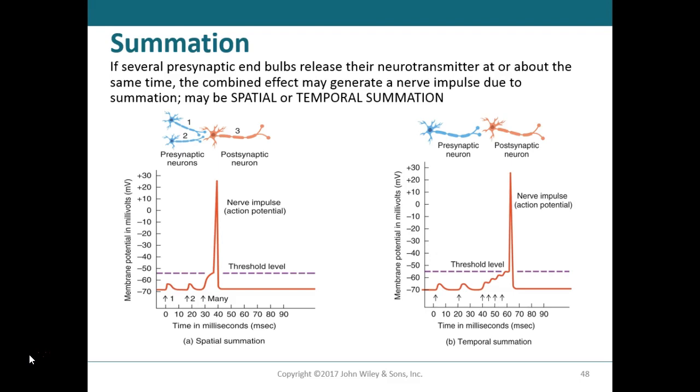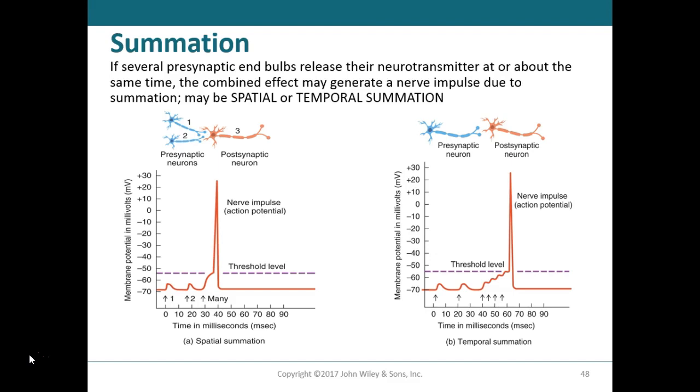So let's look at this image. There are two types of summation, spatial summation and temporal summation. In the first image, A, when presynaptic neuron 1 and presynaptic neuron 2 separately cause excitatory postsynaptic potentials in postsynaptic neuron number 3, the threshold level is not reached in neuron number 3.